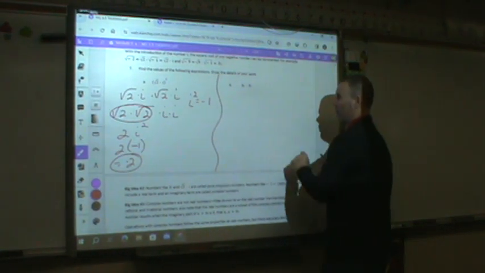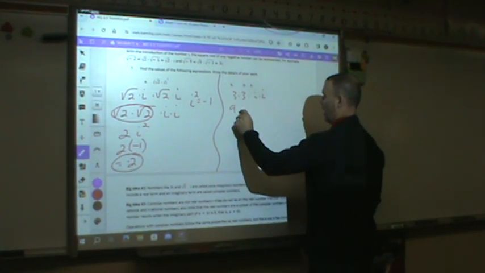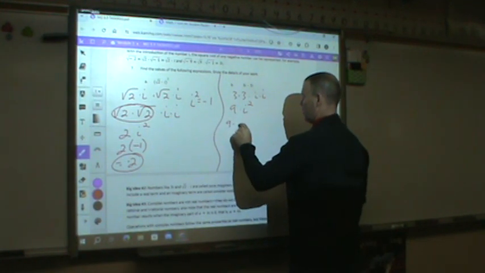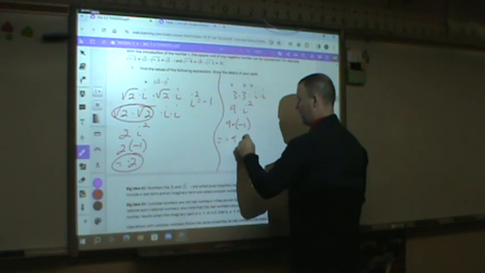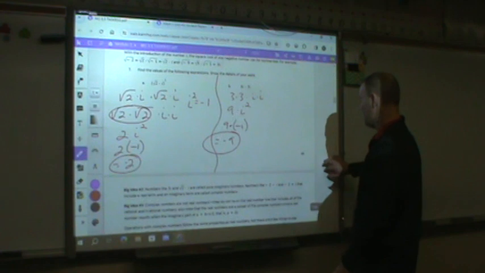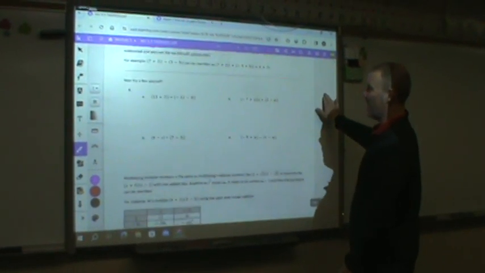Apply that philosophy over here. 3 times 3 times i, or 9 times i squared. i squared is negative 1, so 9 times negative 1 is equivalent to negative 9. The imaginary parts became real. It happens. Okay? Again, more practice in how we deal with that.